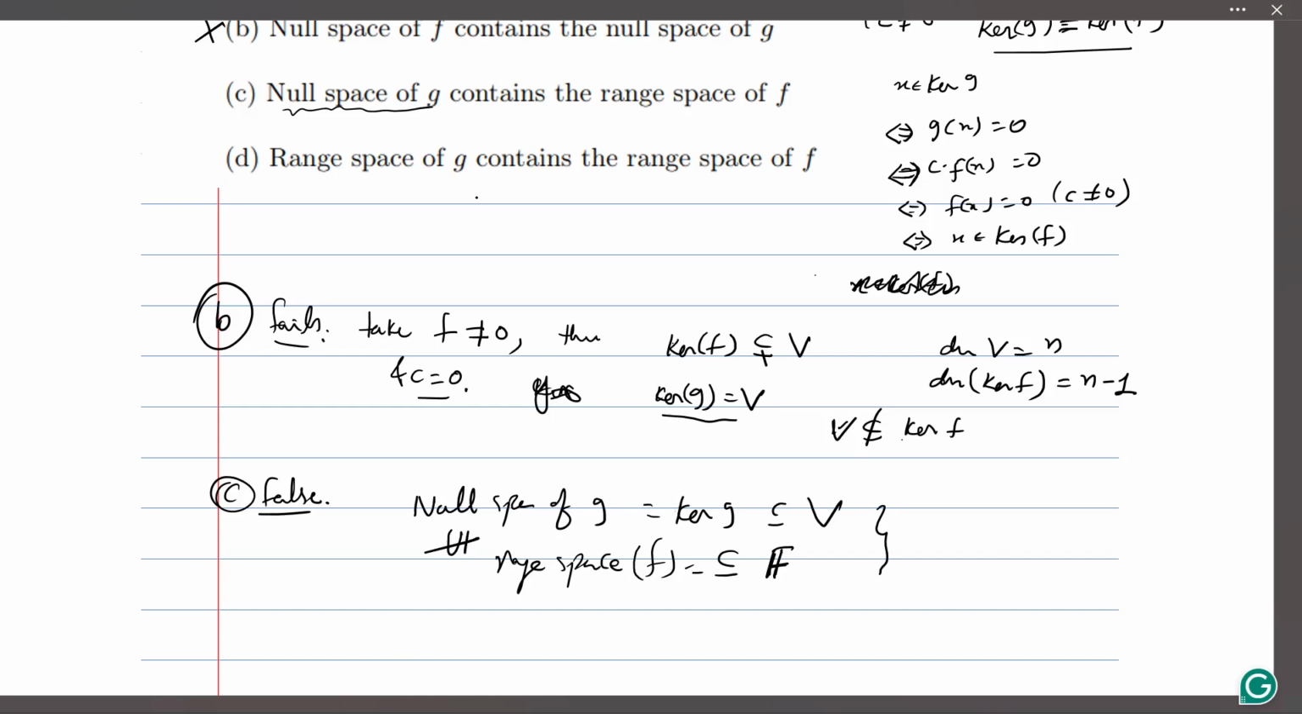Range space of g contains range space of f.